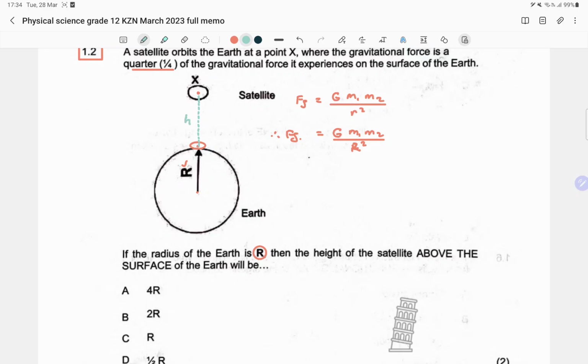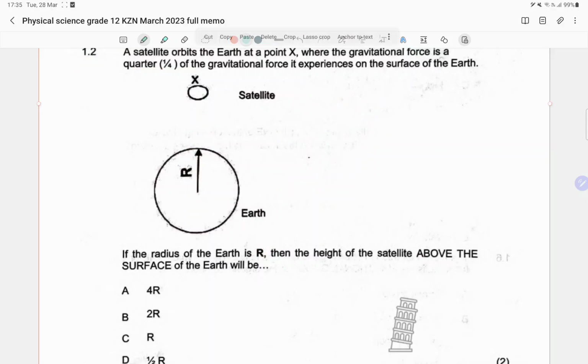Okay, so we want to know this height. What is this height right here? Now we are told something: that this force, when this satellite is at that point x, is a quarter of this one. So what does that mean? It simply means our force of gravity in that instance is going to be a quarter of this one. A quarter of this is just to multiply by a quarter of G m1.